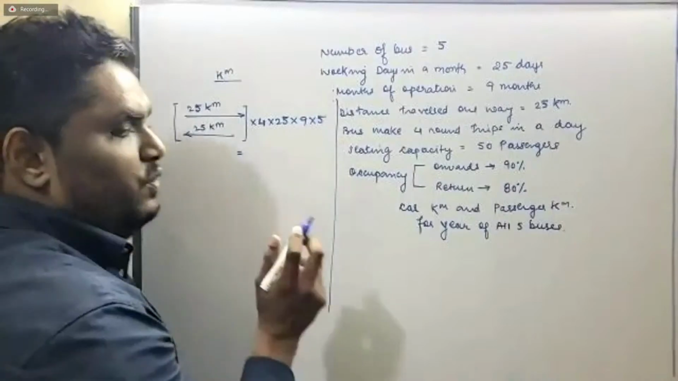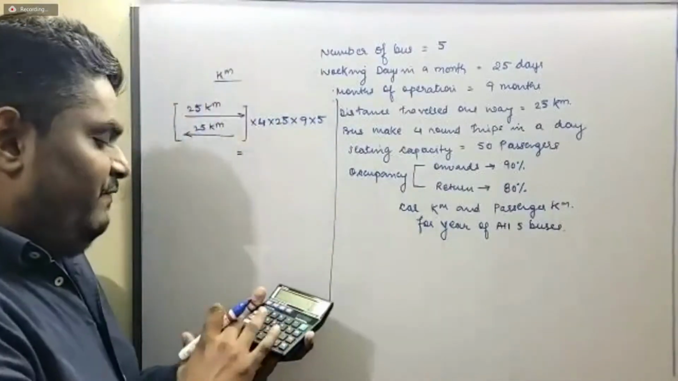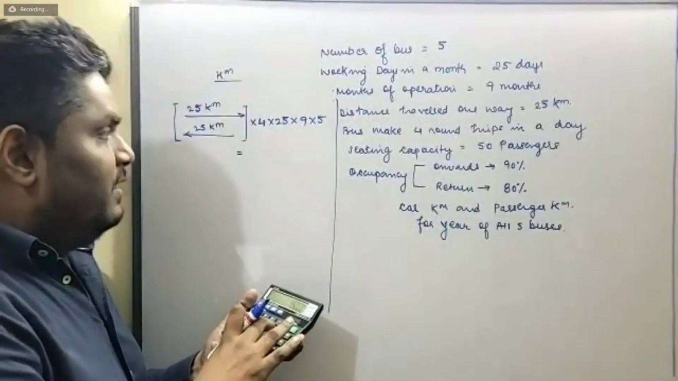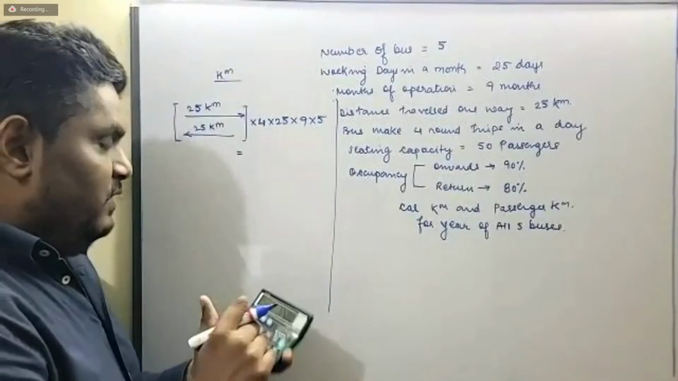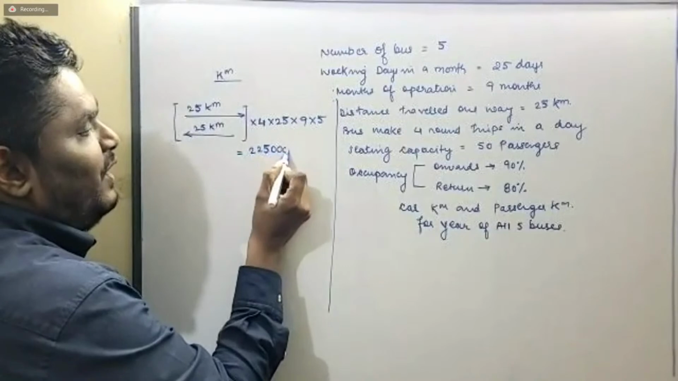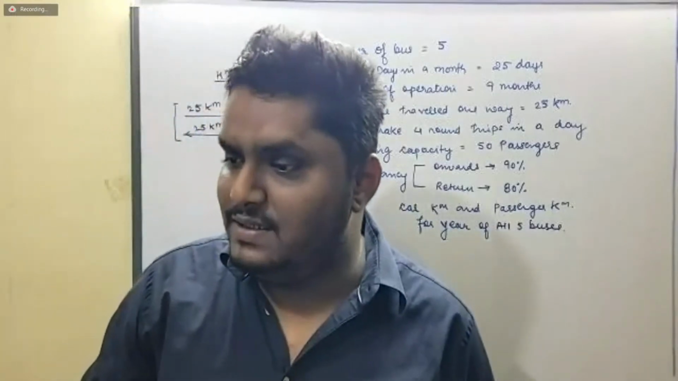So this is the way you have to calculate the number of kilometers. So 50 into 4 into 25 into 9 into 5. So the correct answer is 2,25,000 kilometers. So now let me check whose answers are correct.